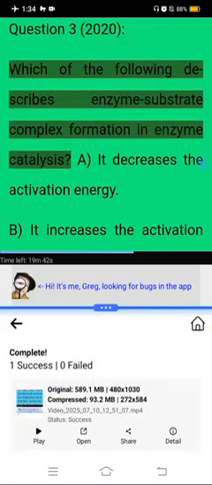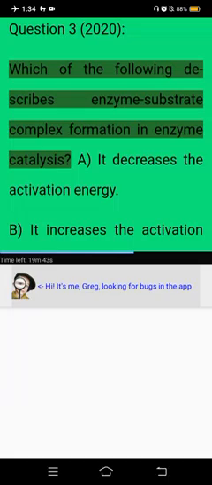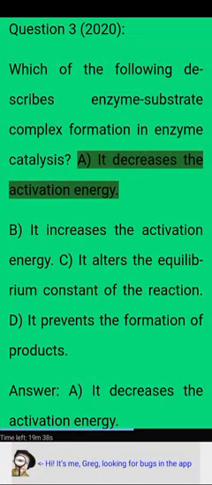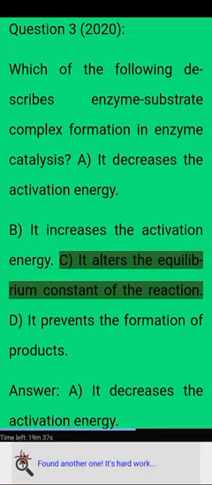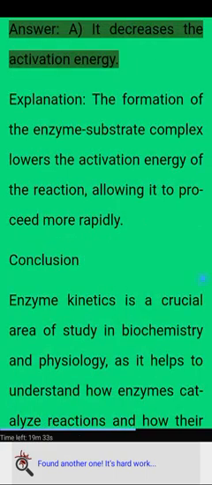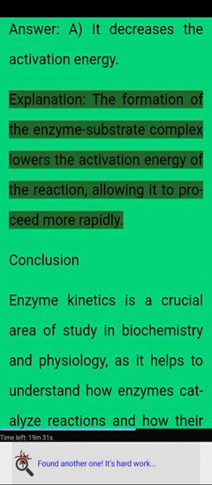Question 3, 2020. Which of the following describes enzyme substrate complex formation in enzyme catalysis? A. It decreases the activation energy. B. It increases the activation energy. C. It alters the equilibrium constant of the reaction. D. It prevents the formation of products. Answer. It decreases the activation energy. Explanation. The formation of the enzyme substrate complex lowers the activation energy of the reaction, allowing it to proceed more rapidly.